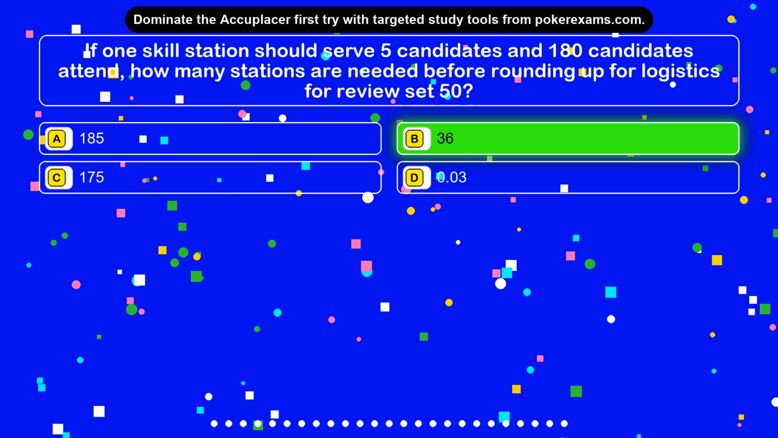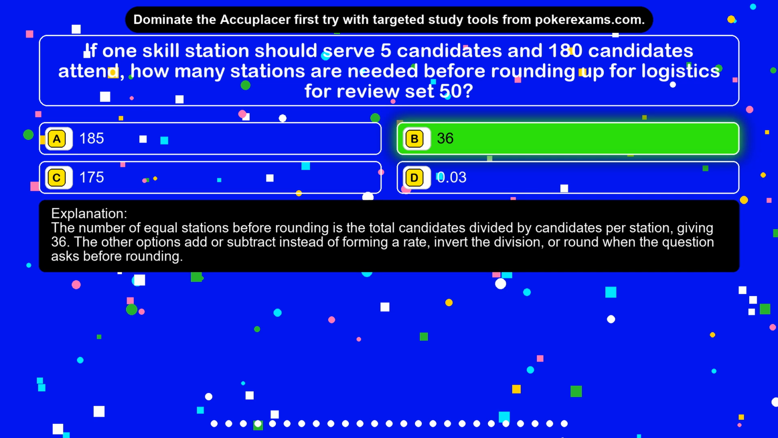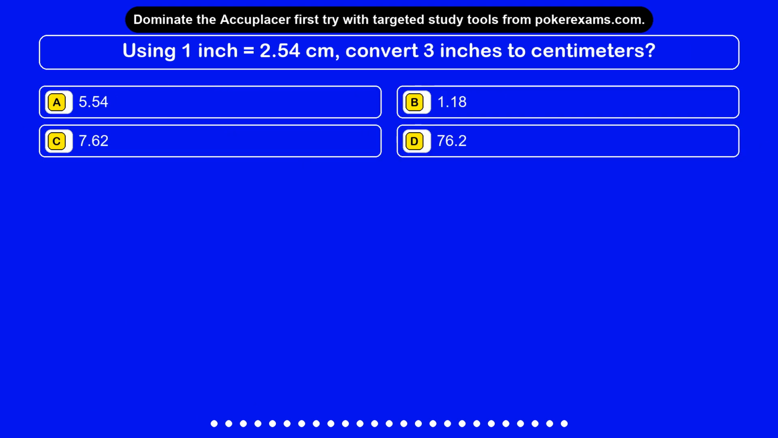The correct answer is option B, 36. The number of equal stations before rounding is the total candidates divided by candidates per station, giving 36. The other options add or subtract instead of forming a rate, invert the division, or round when the question asks before rounding.